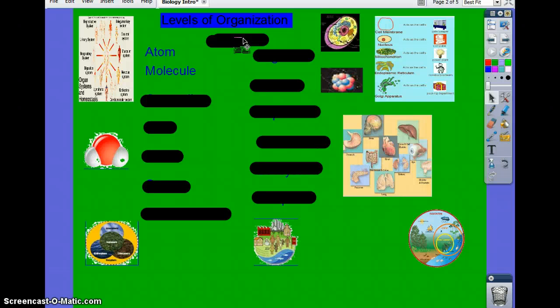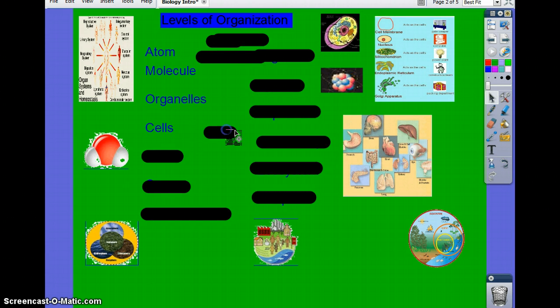What's coming up after molecules? Think of what you know. Compound. Compounds and molecules are kind of the same thing. Cell. Okay, what is smaller than a cell? Parts of a cell are called organelles. Good. Then organelles make up cells. Cells combine together to form tissues. You guys are so smart.